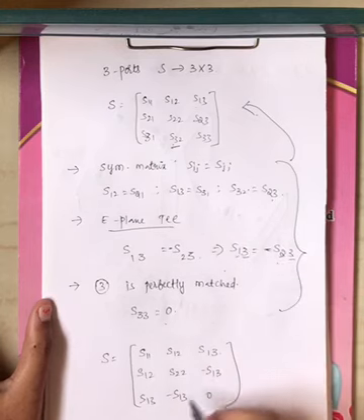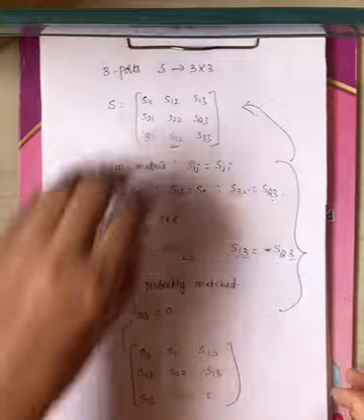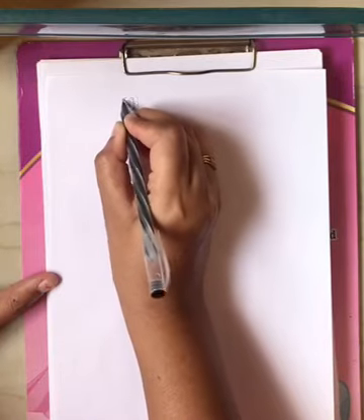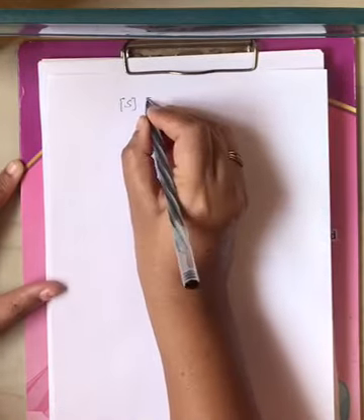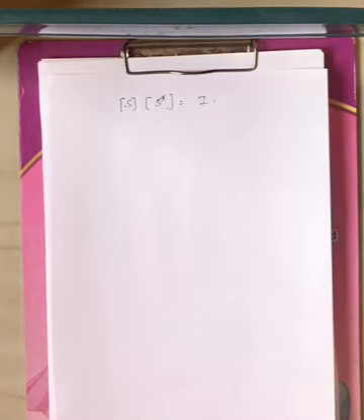S23 equals minus S13, right? Now this is the final S matrix. Now what is another property of the S matrix? S is a unitary matrix, that is, S into S conjugate equals I, right?